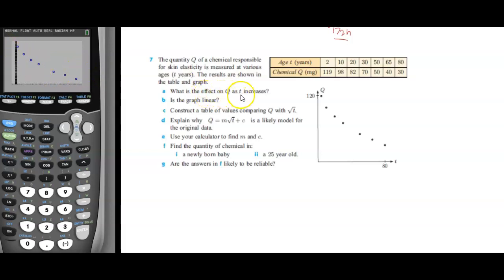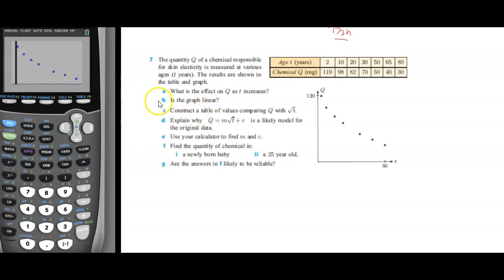So the effect on Q as t increases, remember Q is the y and t is the x, it seems like the effect of time, years, causes the chemical Q to decrease. It decreases, but it decreases in a curve. So is the graph linear? It doesn't appear to be linear. It looks like maybe there's an asymptote here.